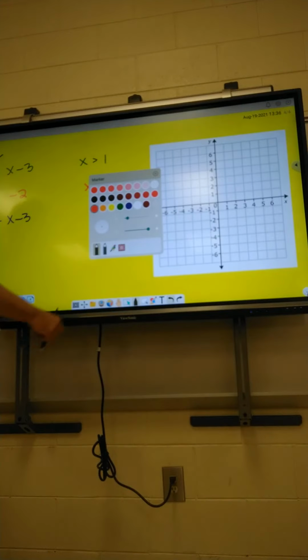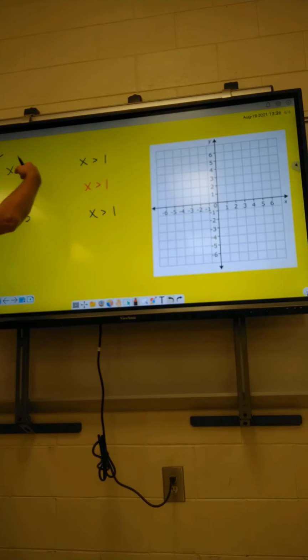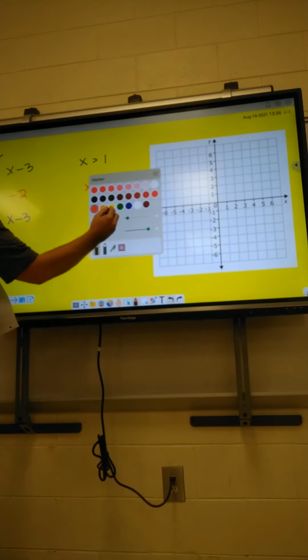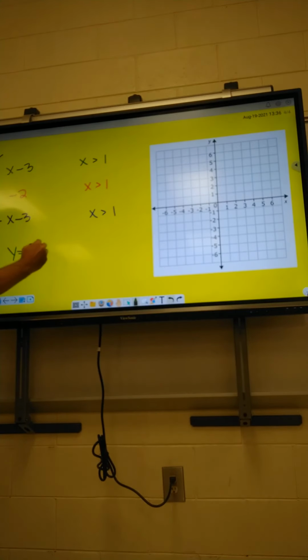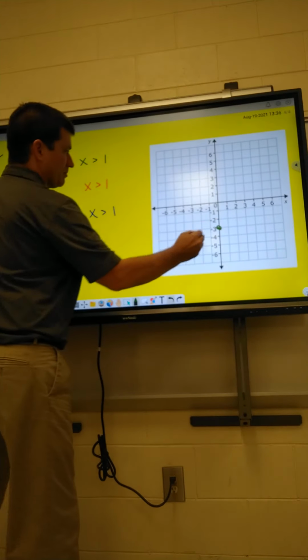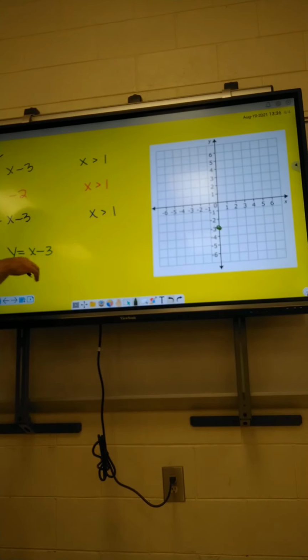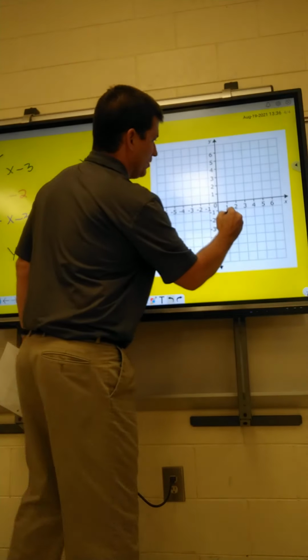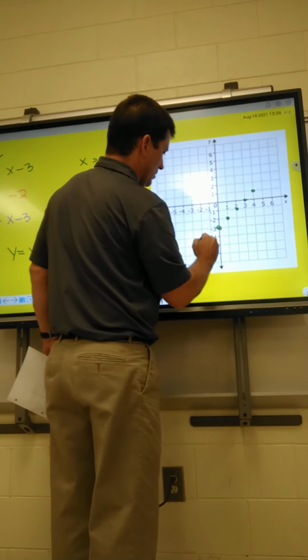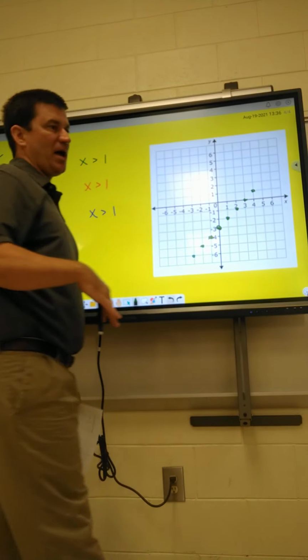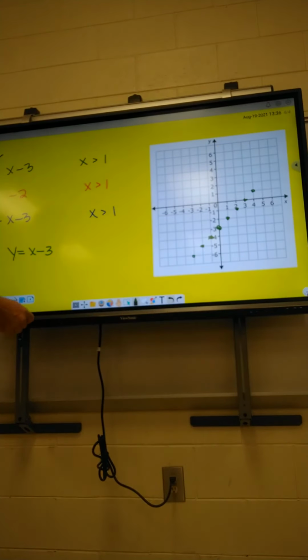All right, so on this one, remember, this is like 3 separate problems. The first one right here in green is y equals x minus 3. All right, minus 3 is where you start. Let's just plot some dots. Let's don't draw a line. Up 1 over 1. So I've got dots there, there, there, there. All right, and eventually we're going to draw a line, but let's see which part they want to keep.